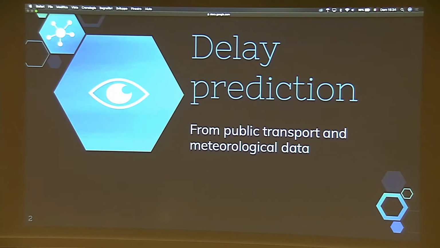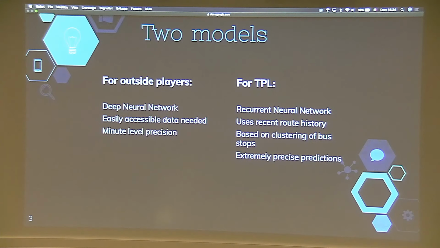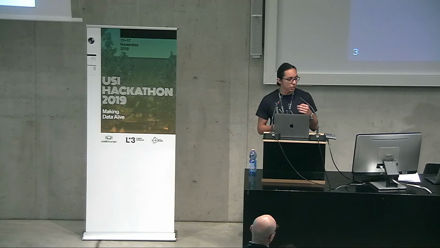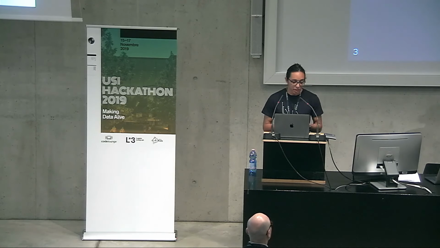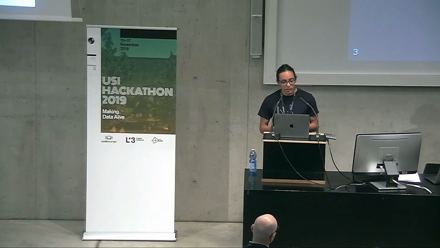So we built, as I said, two models. The first one is particularly useful for outside players because it only requires easily accessible data, which is what I mentioned, so meteorological and public transport data, and is able to reach minute level precision. Of course, to do that, we need a deep neural network, so that is what we built. While the second model is more specifically useful for TPL, Trasporti Pubblici Luganesi, because it uses recent route history, which is data that really only they could have.